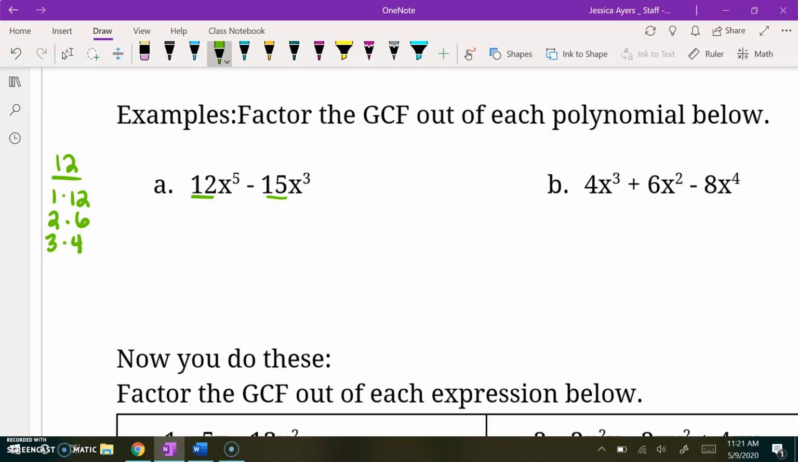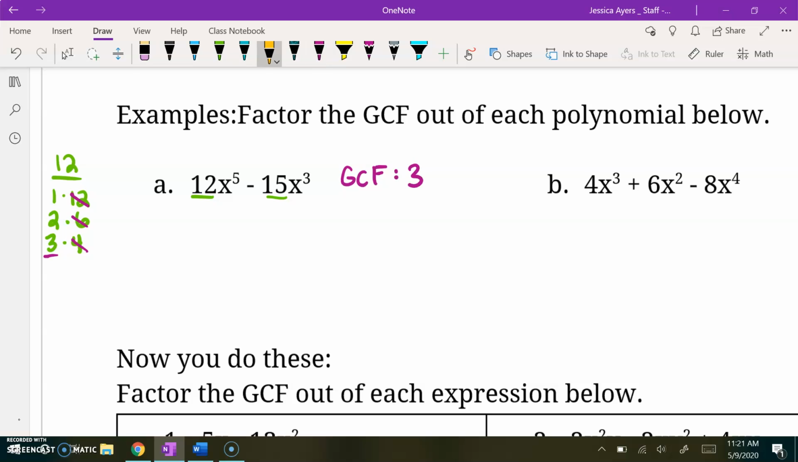You do not have to write them out every time. In fact, a lot of you, and hopefully most of you, will get to the point where you can look at it and find the GCF without making the list. But if you need the list, make the list. So when we look there, we see that 12 won't go into 15, 6 doesn't go into 15, 4 does not go into 15, but 3 does. So we know that the GCF will start with 3.